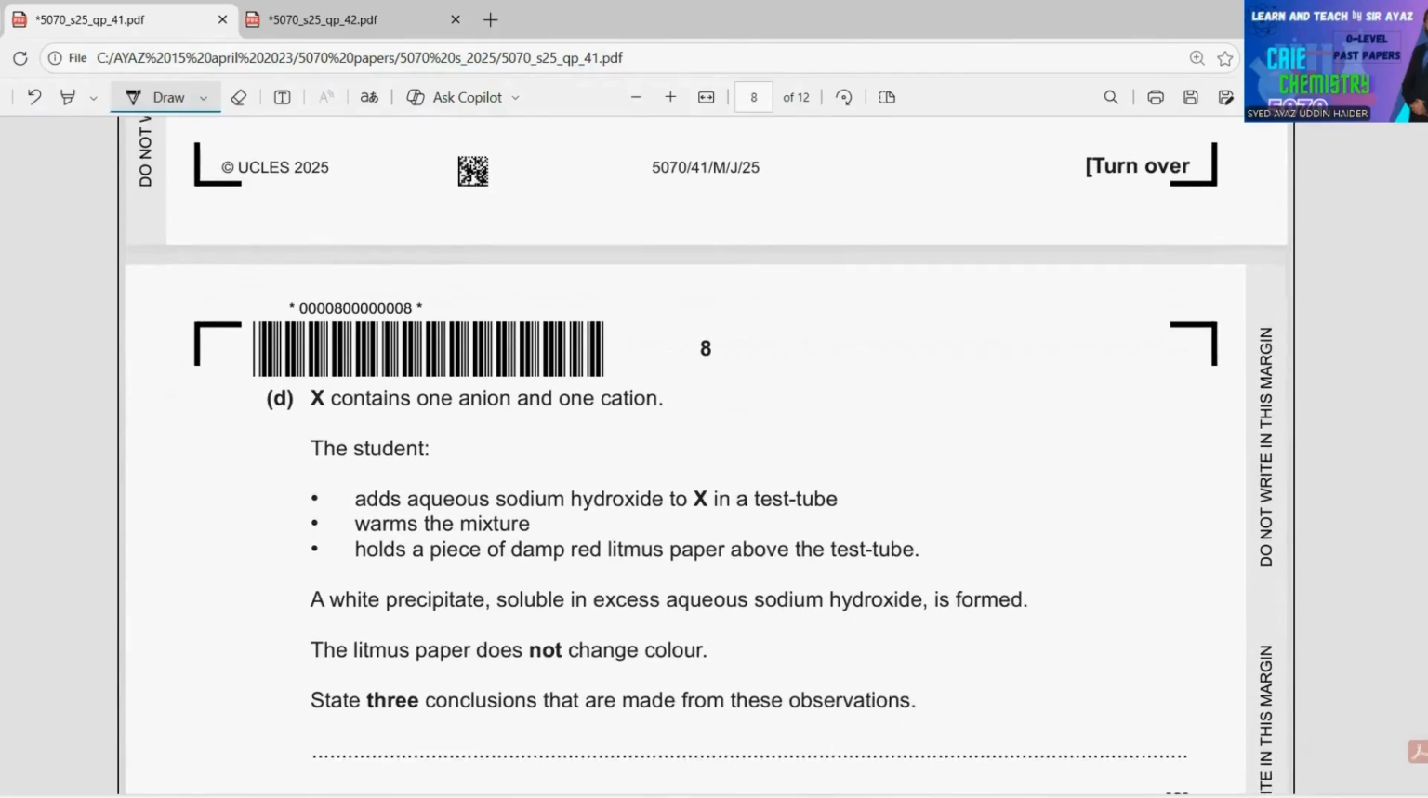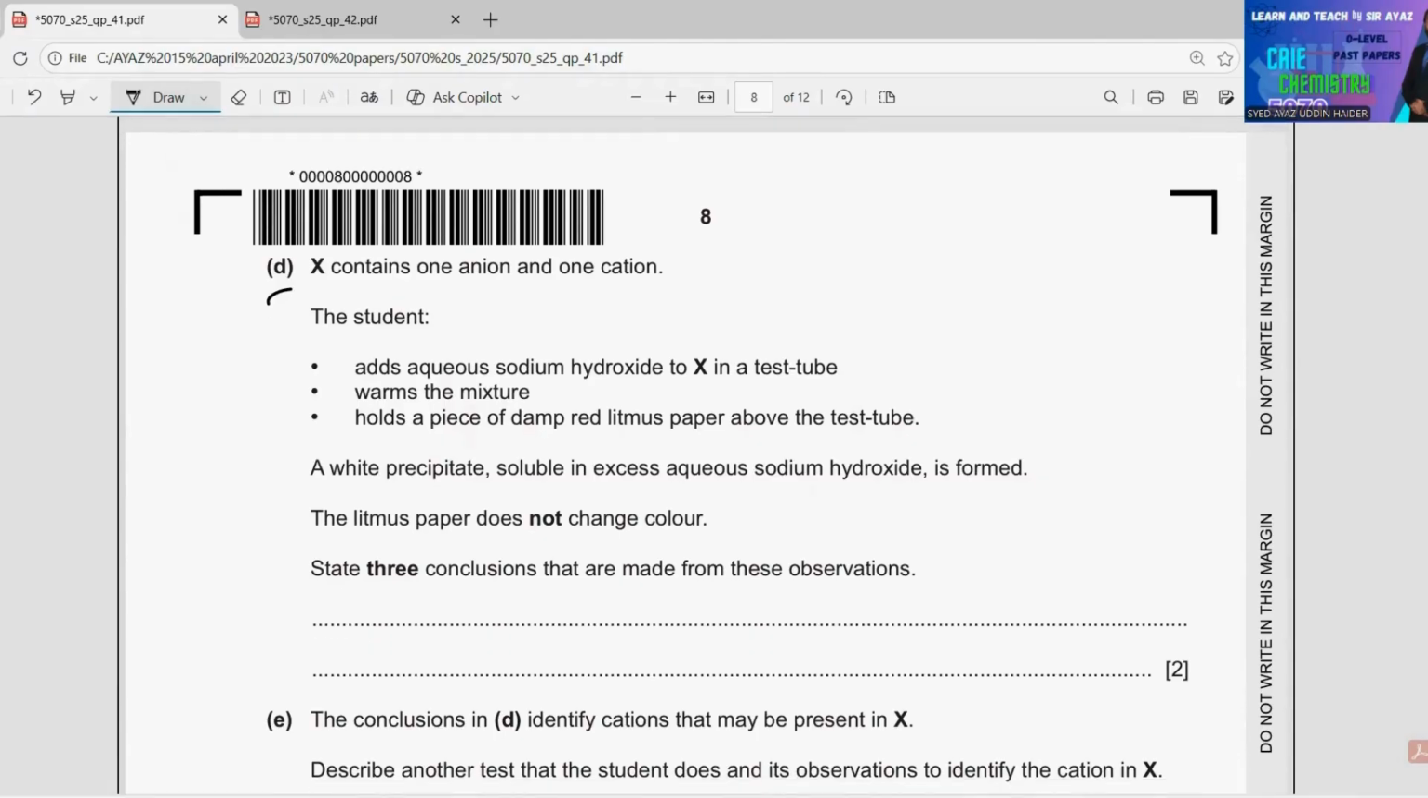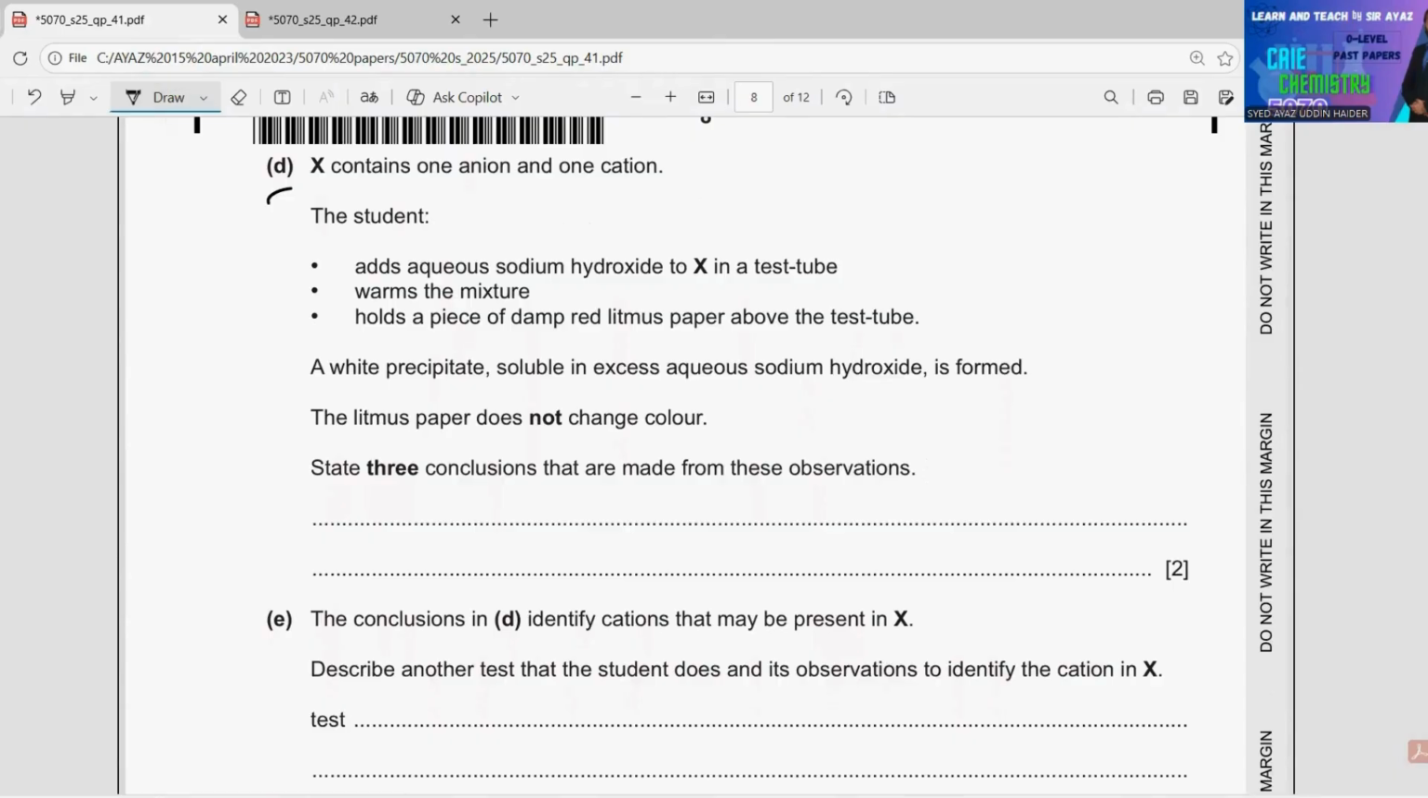Next question. Next part. That's part D. X contains one anion and one cation. The student adds aqueous sodium hydroxide to X in a test tube, warms the mixture, and holds a piece of damp red litmus paper above the test tube. A white precipitate soluble in excess aqueous sodium hydroxide is formed. The litmus paper does not change color. State three conclusions that are made from these observations.